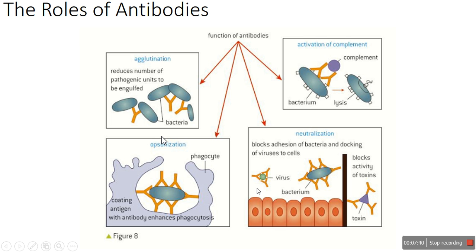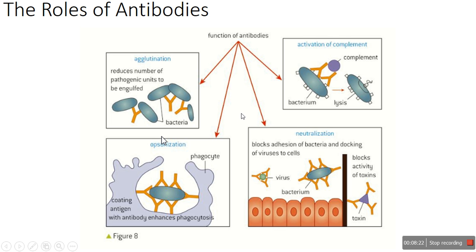Another way that can help is through what we call neutralization. There are two types of neutralization. Here you can see that the antibodies have surrounded the virus or a bacterium, and they're preventing them from docking with the cells of the host. They can also neutralize toxins. That means they can bind to the toxin-producing sites on the pathogen and stop these toxins from being released into cells in the body that are susceptible to them.